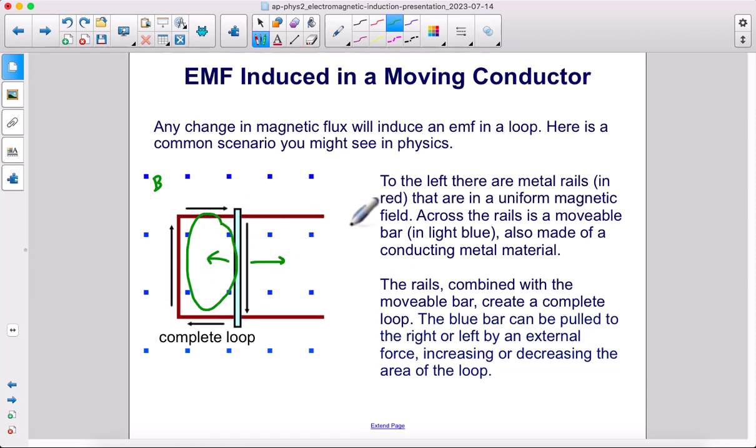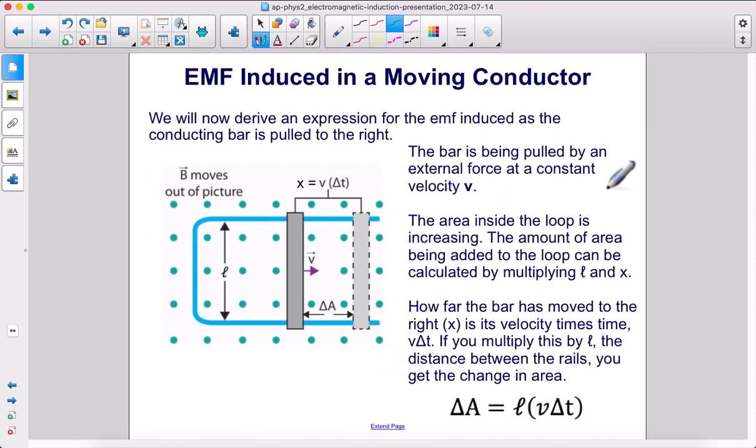of the loop. We will now derive an expression for the EMF induced as the conducting bar is pulled to the right. The bar is being pulled by an external force at a constant velocity v. The area inside the loop is increasing.